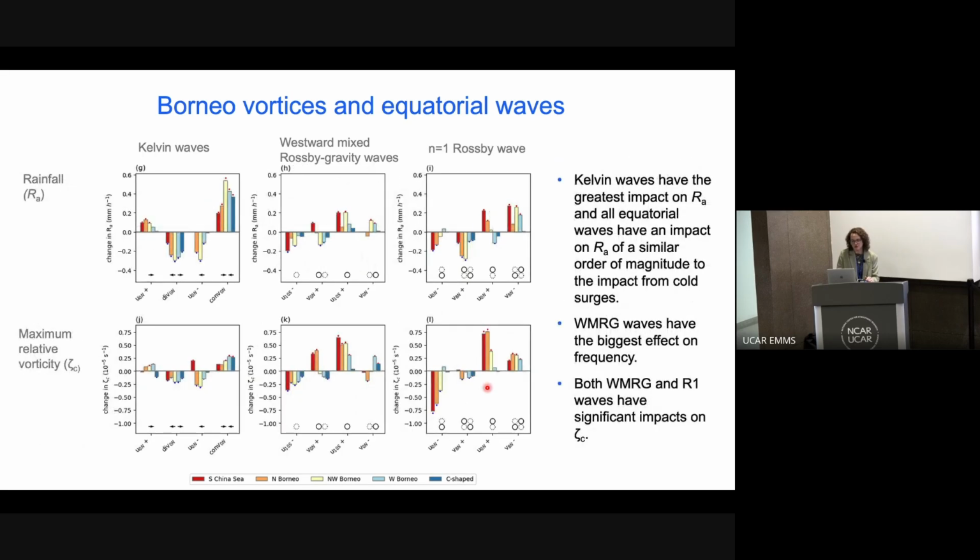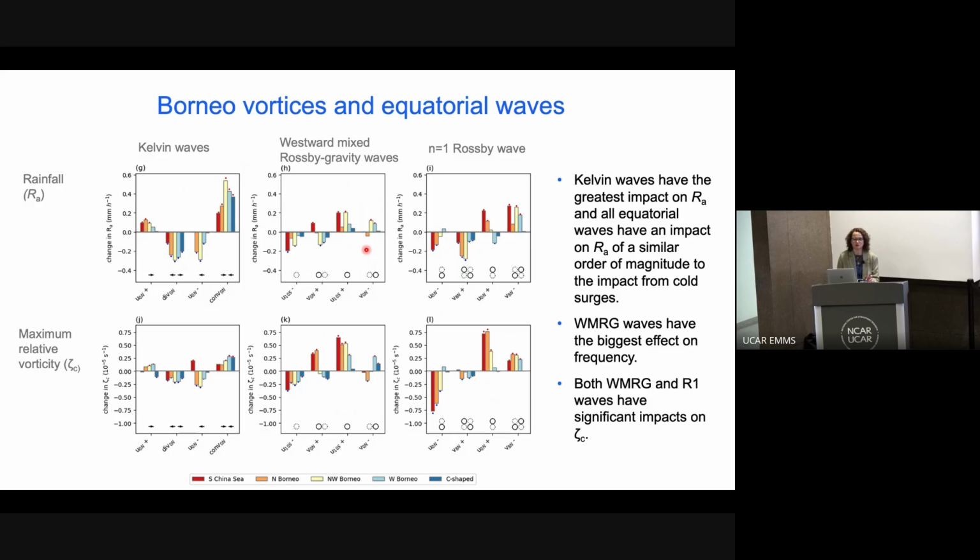Let's look at the modulation of the rainfall. So here the picture is ever so slightly different because it's the Kelvin wave that has the biggest impact in modulating the rainfall. When we are in the converging phase, we get for all the different Borneo vortex types a decrease in rainfall, and if we're in the divergent phase, we get an increase. And if you look at the orders of magnitude, it's much bigger than for the other two wave types. However, having said this, the response in modulating the rainfall of all three waves is of the same order of magnitude as it is from the cold surges, where it wasn't true for the previous slide that I showed you.